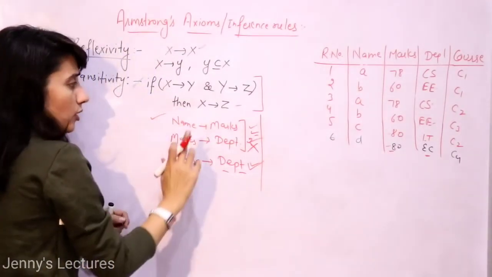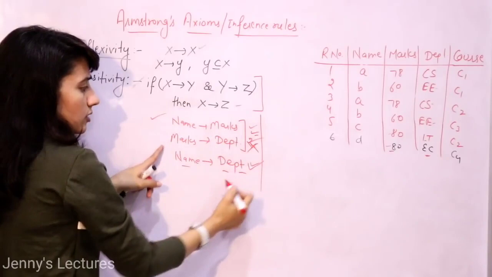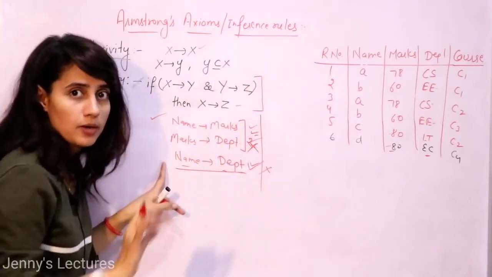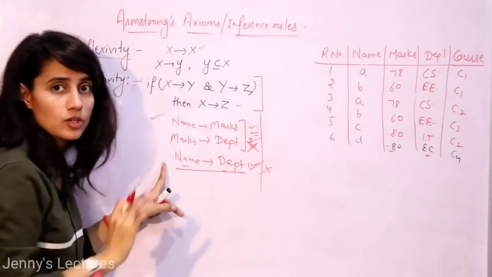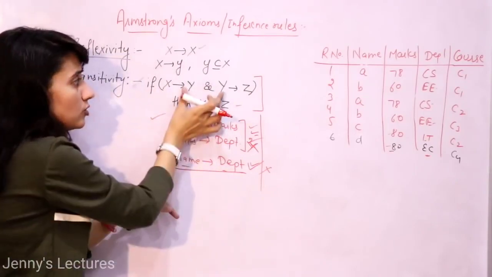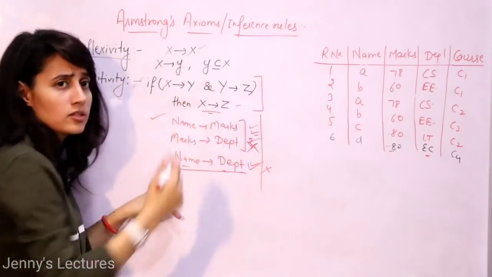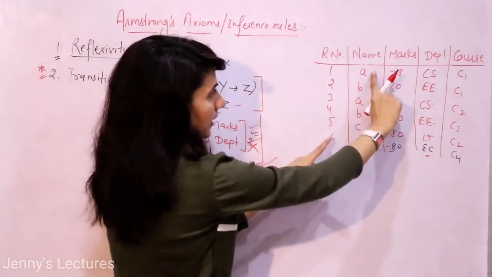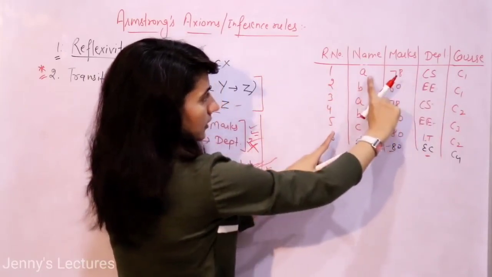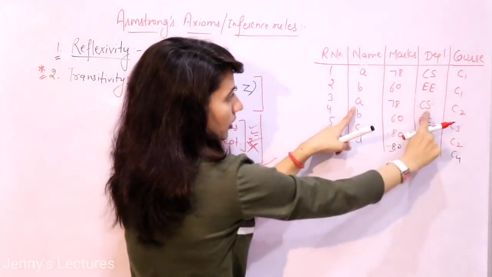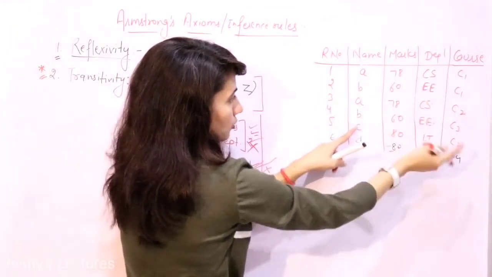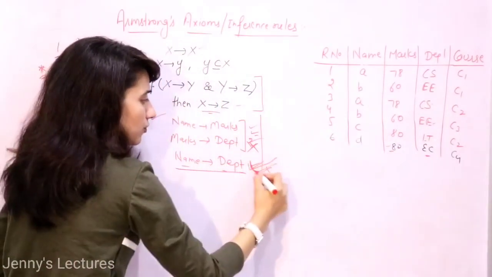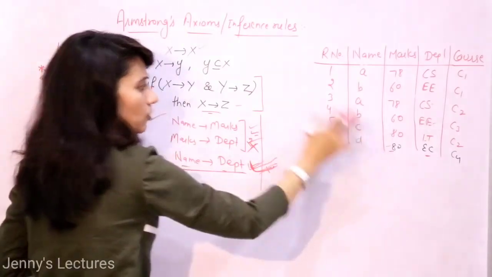Now see, we cannot say that if this does not exist, then name cannot determine department according to the transitivity rule. If this is not true, then we cannot say anything about x to z. You can check name to department. Name determines department. See, here A and A are the same, and the y value is also the same. B and B are the same, this value is also the same, and we don't have any repeating value, right? So this functional dependency still exists on this table.